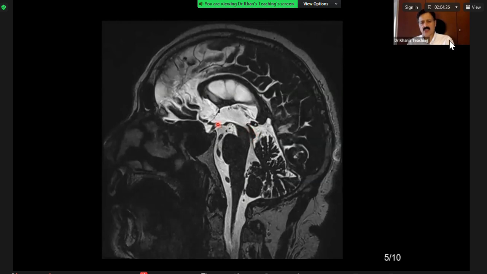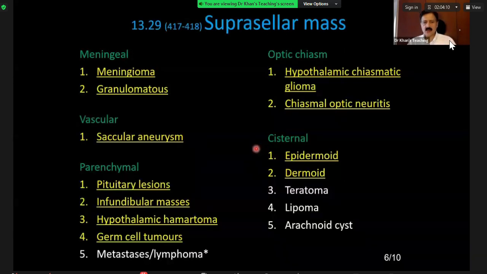I also showed you last time the recesses. This is the infundibular recess, and this is the chiasmatic recess of the third ventricle. Superior to the pineal is the suprapineal recess. So this is the anatomy. Of course, the corpus callosum is there.